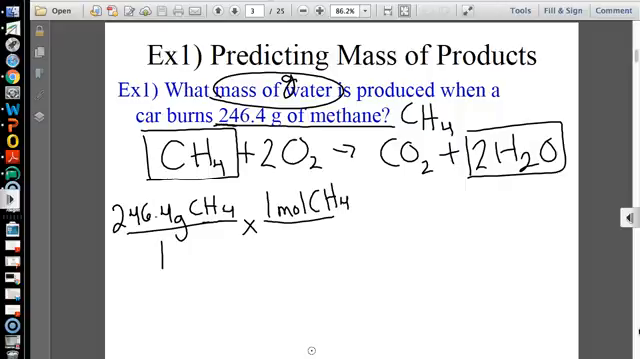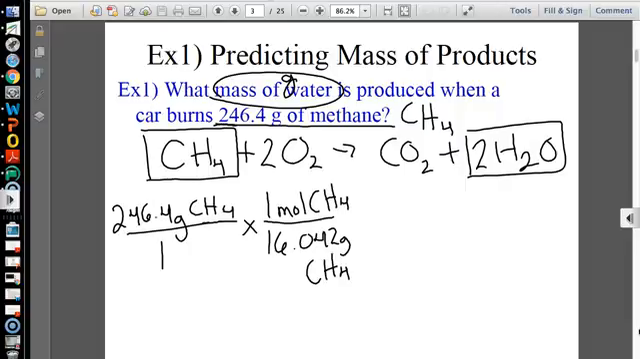Is our periodic table 12.01? Oops, I'm over here adding all kinds of stuff. It's 16, but I'm trying to give you the right number that y'all are wanting. So 16.042 grams of methane. This right here is nothing that we haven't done over and over again.